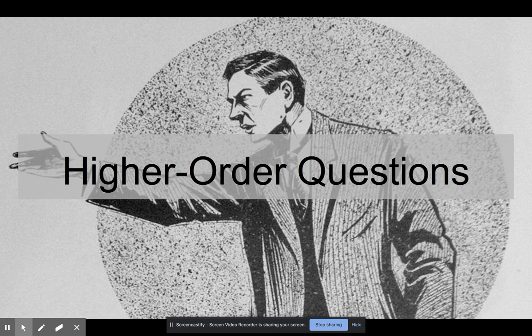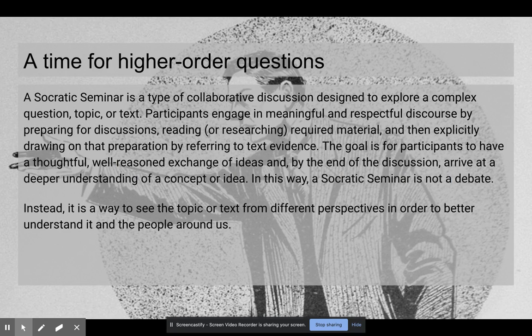All right, so higher order questions. We particularly like to use higher order questions when we are having a discussion. And so with something like a Socratic seminar, which is a type of discussion, the idea here is to have people collaborate together, to think together. So you come armed with questions that can get your fellow participants to think about a text or an idea in a meaningful way. It's not about winning. This is not like a debate where one side can win or not win.